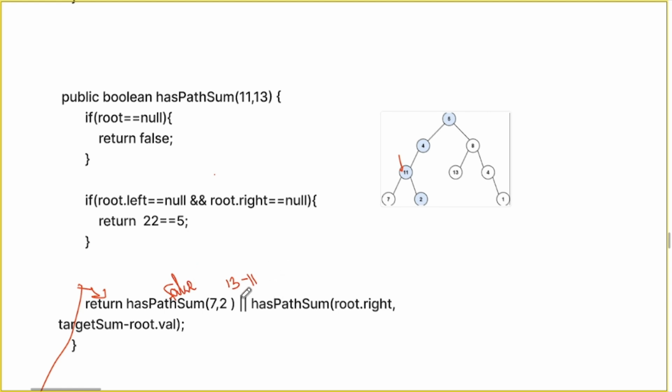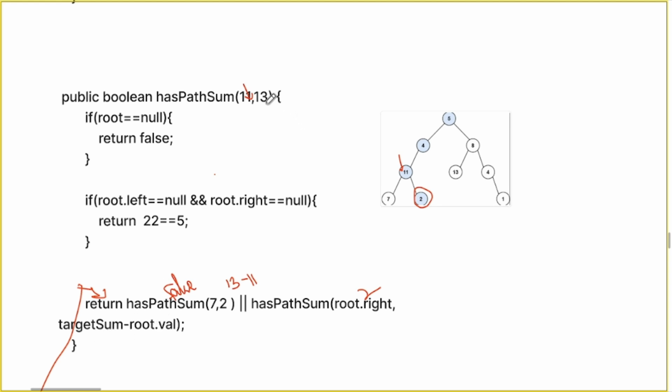Then we have or, and we are again calling the same function, but using the right child. So we have 11 as the root now. The root's right is 2. So we are calling the function with node 2.